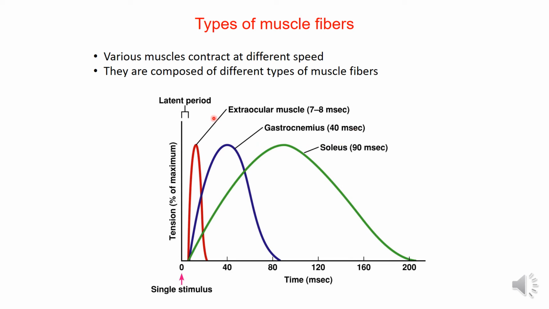So we have fast muscle fibers like the extraocular muscle, with a muscle twitch of 7 to 8 milliseconds. We have slow muscle fibers that produce slow contraction and slow relaxation, like the soleus muscle, 90 milliseconds. And we have a muscle fiber which is in between the fast and the slow, and this includes the gastrocnemius muscle fiber, 40 milliseconds.